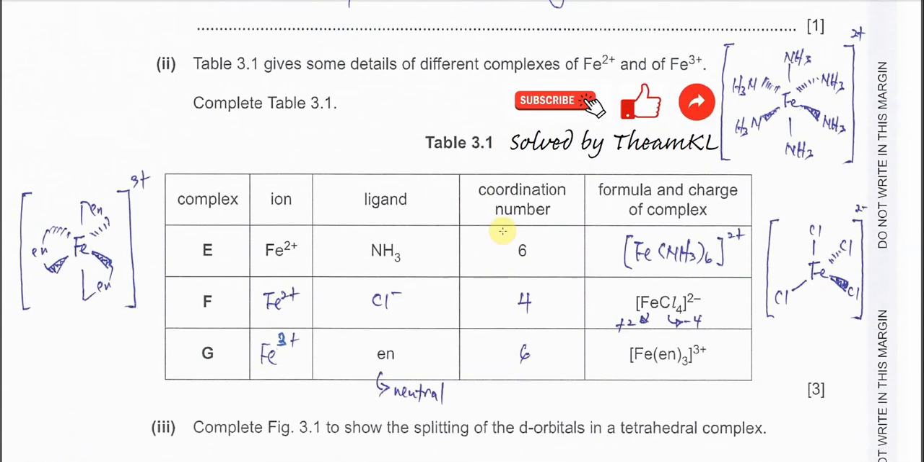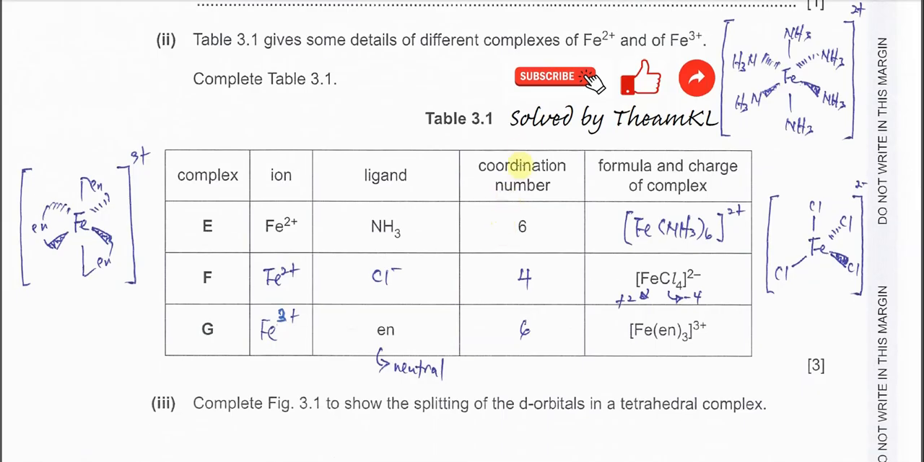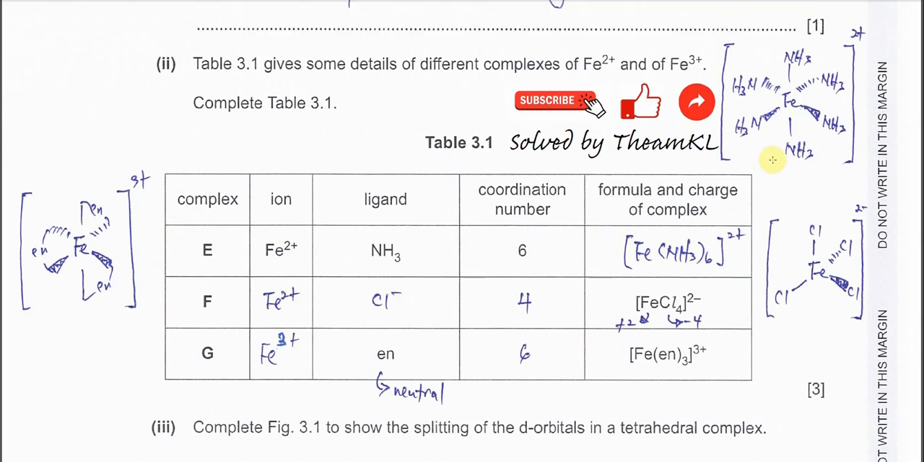Part 2. Table 3 gives some details of different complexes of iron 2 and iron 3. So we have the complexes E, F, G. Okay, so let's start from the first row. Iron 2 ion. The ligand is ammonia. The coordination number is 6, which means the iron 2 is surrounded by 6 ammonia ligands, like what I told you just now. It is an octahedral complex. So the formula and the charge of the complex.